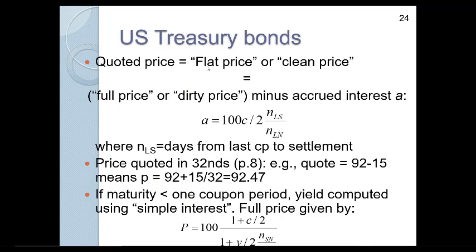The quoted price is equal to the flat price or clean price. The price we have computed so far is the full price. This is the one we have computed. We haven't computed any other price yet. So we have computed the full price, and from this full price we have to take off something that's called accrued interests. This is the formula. So let's try to see in detail where this formula comes from.